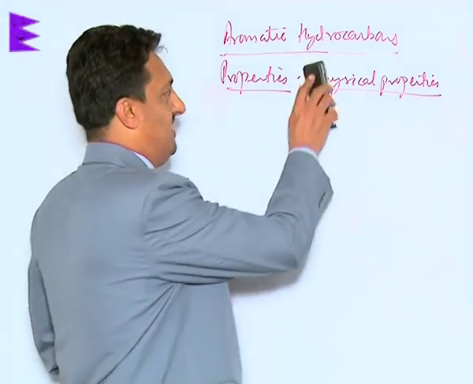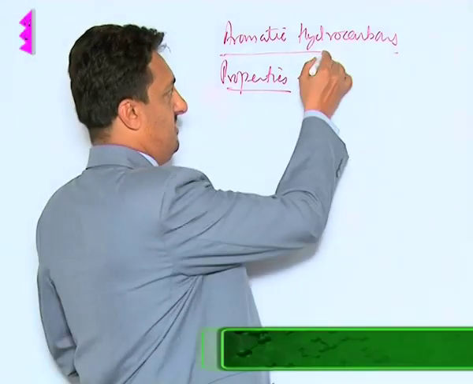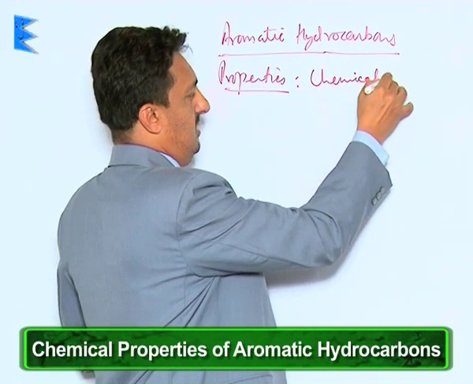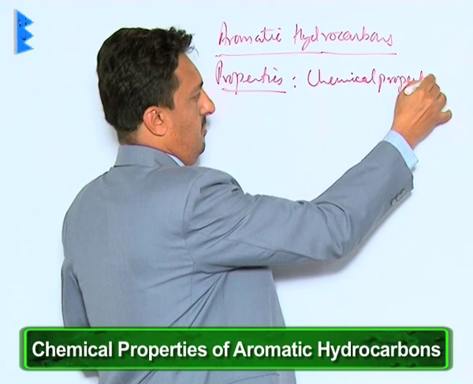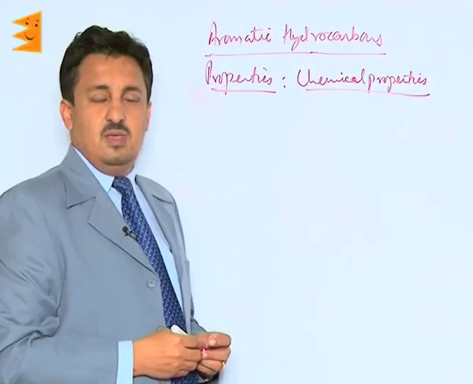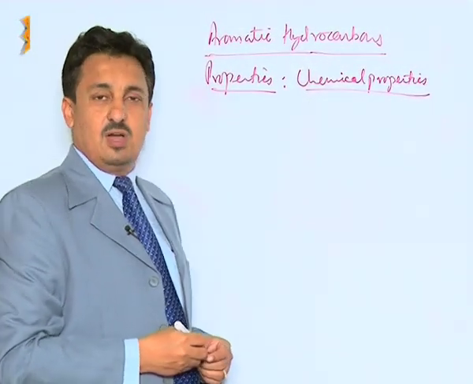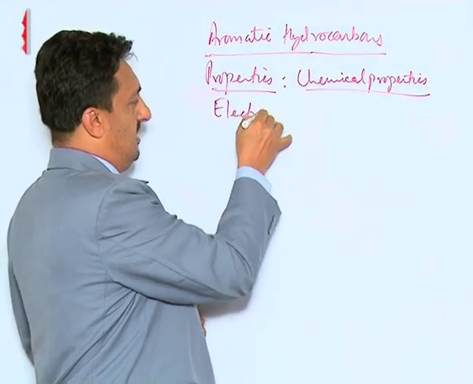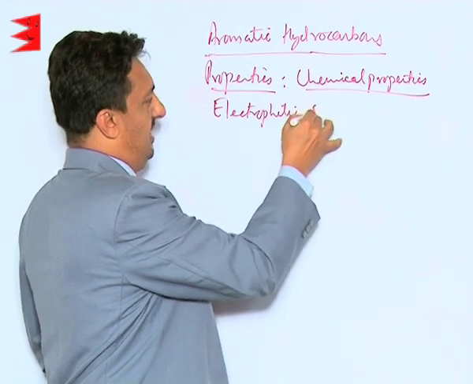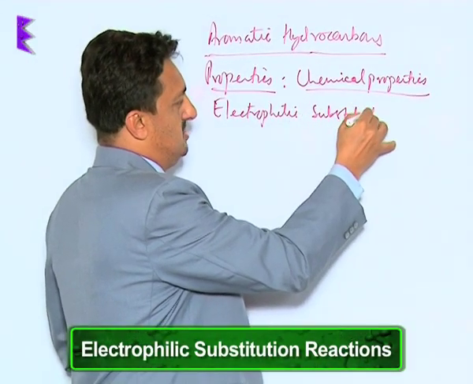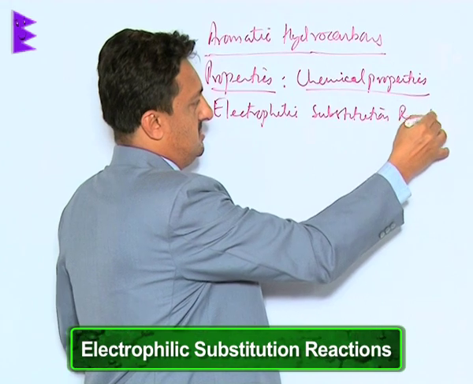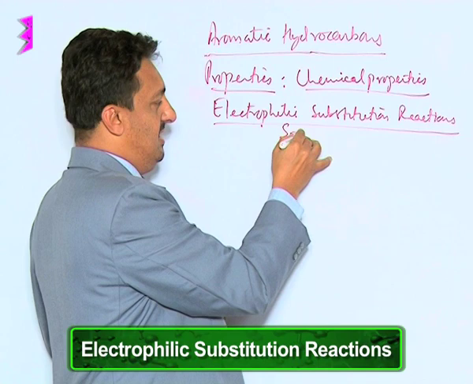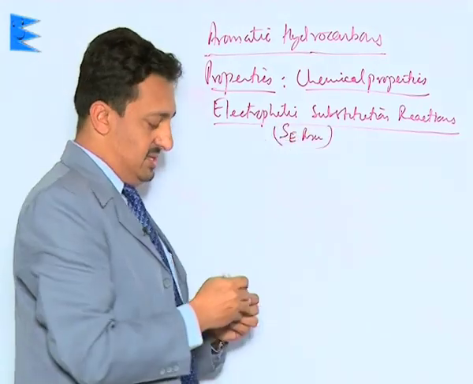Now let us discuss their chemical properties. The chemical properties of aromatic hydrocarbons, mainly benzene, include the electrophilic substitution reactions. We call them SE reactions. You need to know this.